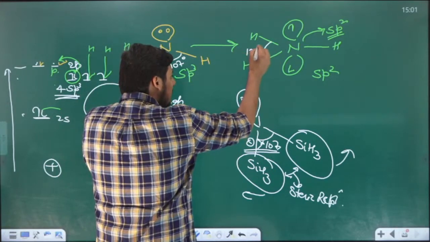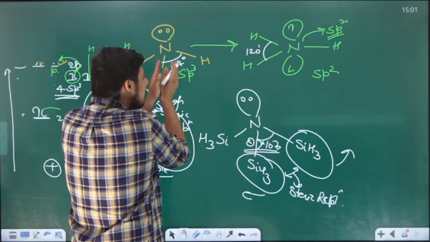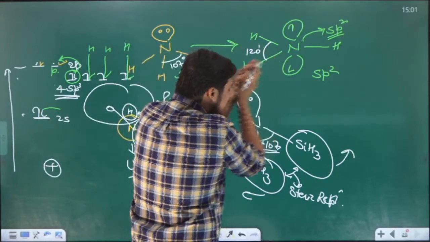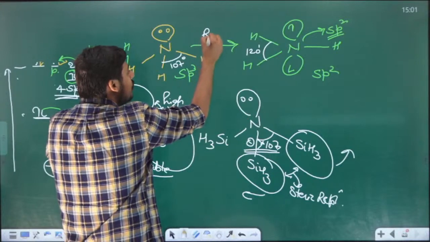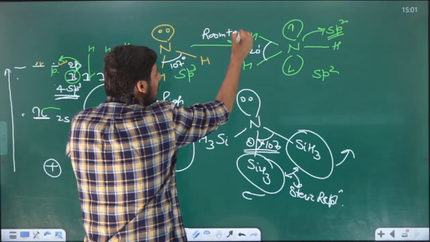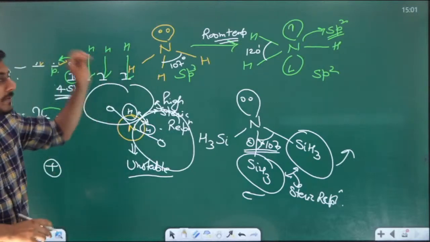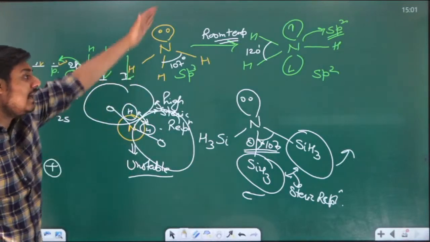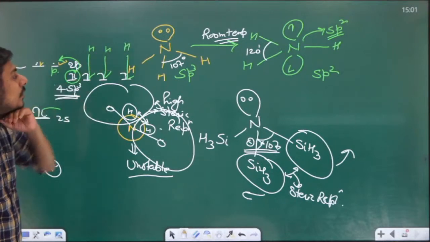Two geometries, one is sp3, one is sp2. One has a 107-degree angle, another has a 120-degree angle. These geometrical changes are observed at room temperature. If somebody wants to learn it in detail, they can always go and find the bonding lecture by Ved sir, which is already present on YouTube. You can go and watch this phenomenon completely. He has taken a whole lecture on this phenomenon only.